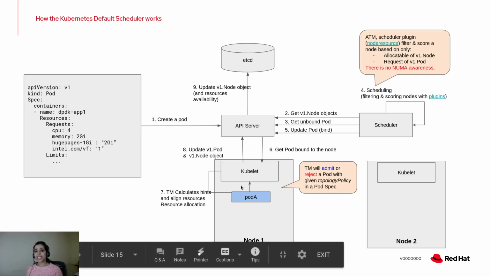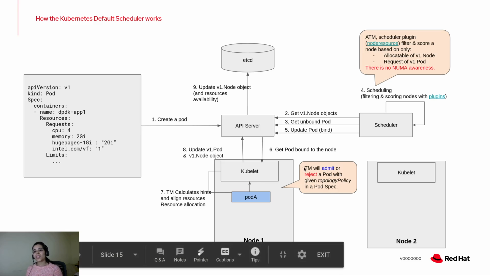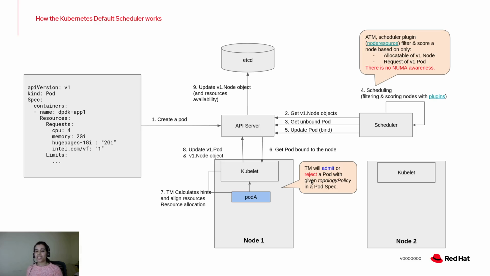When the pod is successfully scheduled, the pod object and the node object get updated in the API server and etcd. Whereas when it's rejected, it just ends up in a topology affinity error. If it's part of a deployment, a series of pods get created because the scheduler keeps trying to schedule the pod on the same node, and essentially that's the biggest challenge that we are trying to solve.